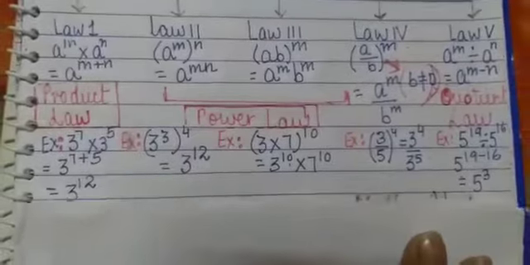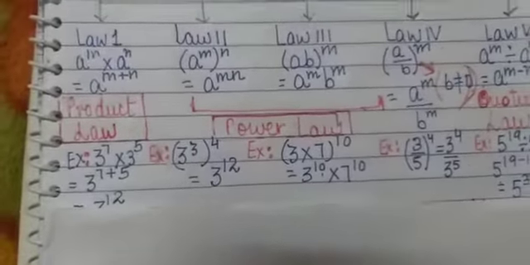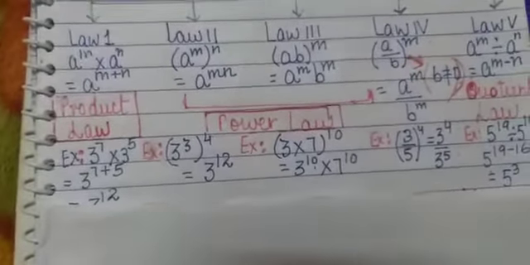Now, you know 3 upon 5. It is a rational number. And how much power is it having? It is having power 4. So, it will be 3 to the power 4 upon 5 to the power 4. Is it clear to you?